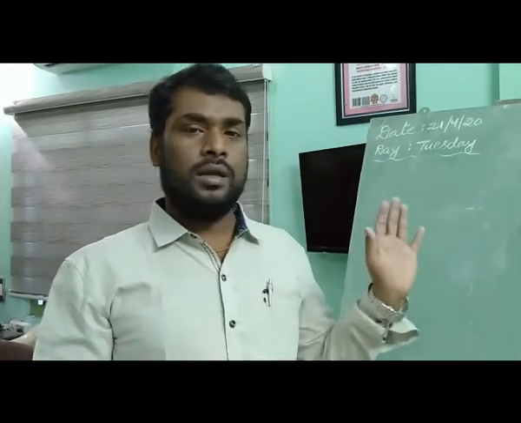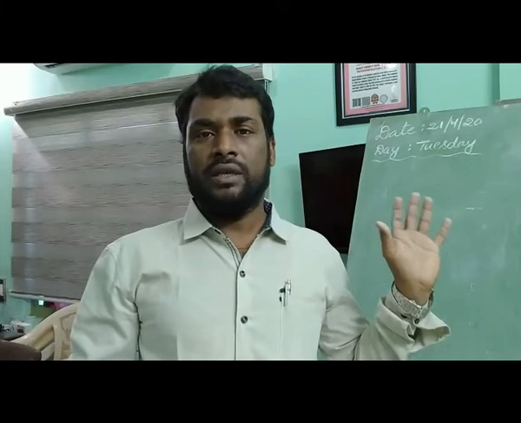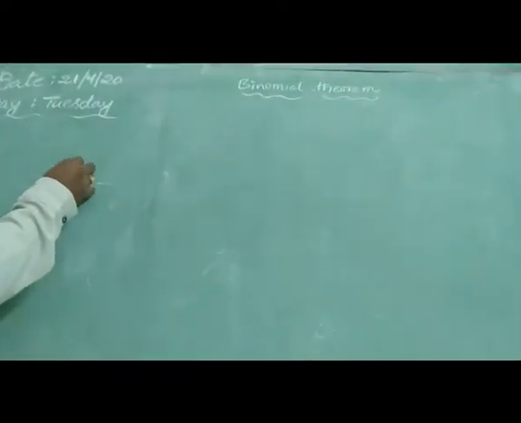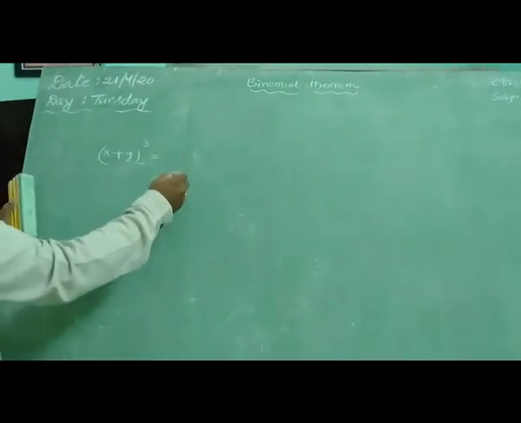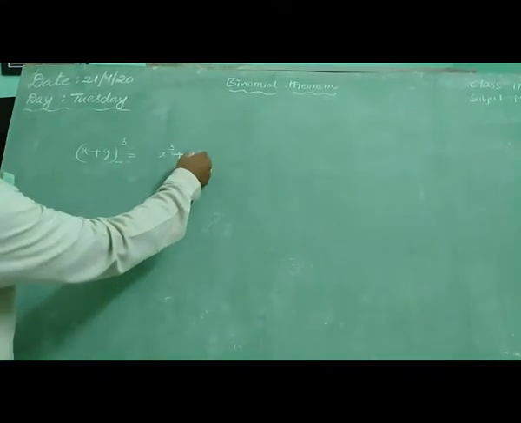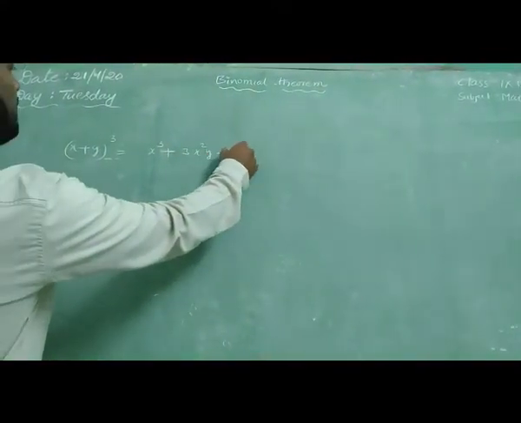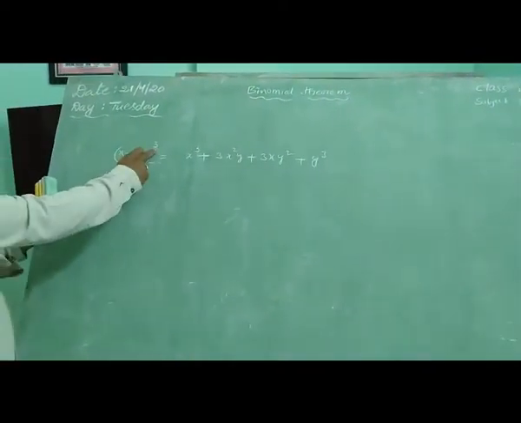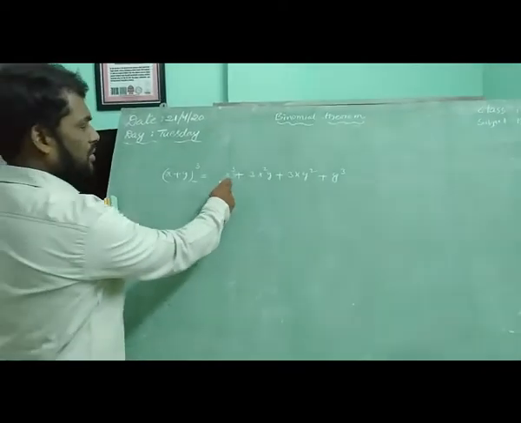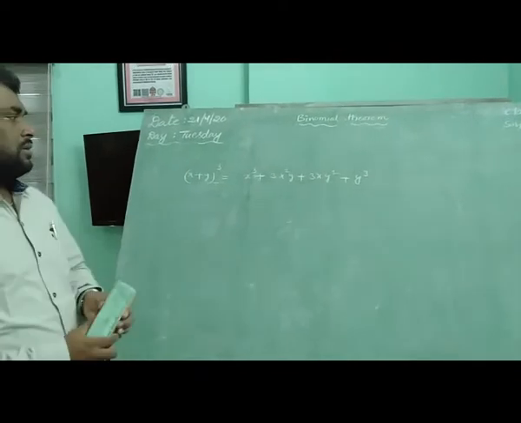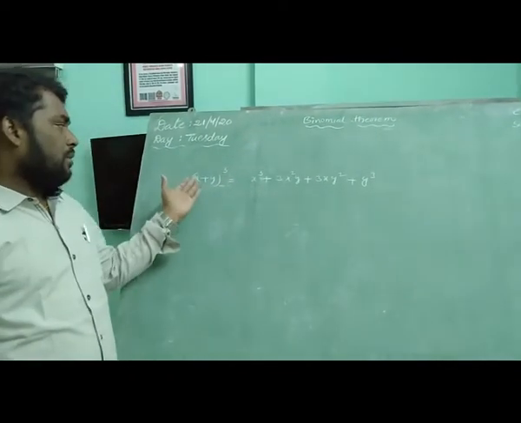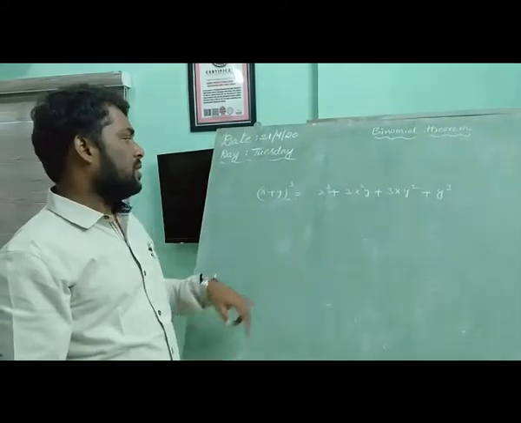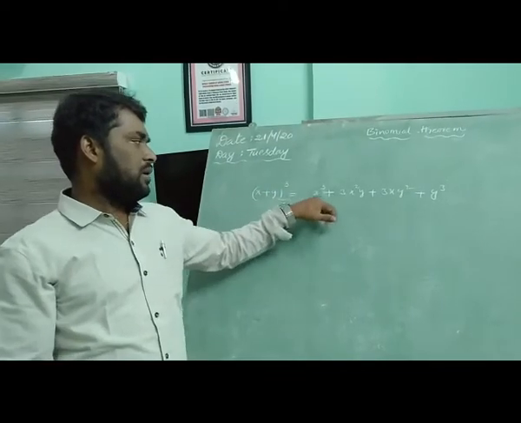So we saw already some binomial expansions with various powers in the last class. For example, I am taking x plus y whole cube. Its expansion is x cube plus 3x square y plus 3x y square plus y cube. So here exponent is 3. This expansion contains 4 terms. Already we discussed these observations. Number of terms in the binomial expansion is exponent of the binomial plus 1. So here exponent is 3. Its expansion contains 4 terms.